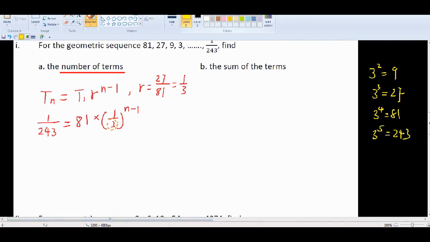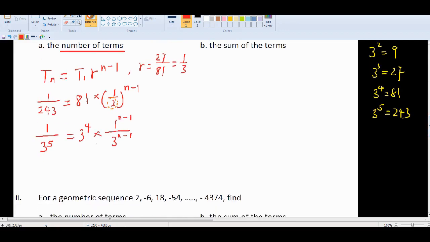Yeah, so that means that's 3 to the power 5. Okay, how about 81? 3 to the power 4. And here's unknown, but we know that you can put that n minus 1 over here and n minus 1 over the numerator, right? But since that's 1 to the power of something, it's still 1, okay? So we don't need to worry about this.